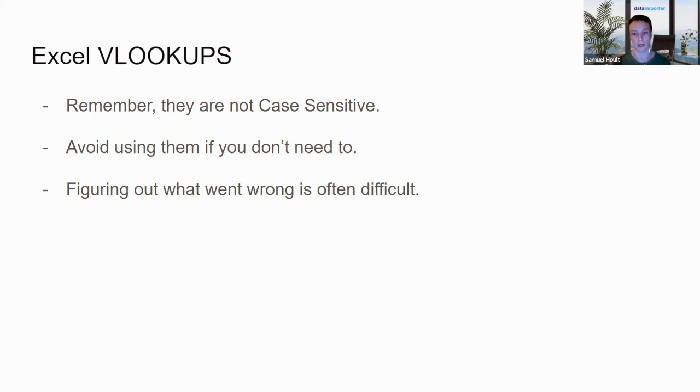But imagine if you have 500,000 accounts in here and they're all in different orders. There's no real easy way to check, right? And you're just leading yourself down a path of errors, basically. So try and avoid them where you can. And like I said, figuring out what's gone wrong is often difficult because unless you've actually done the syntax of the formula wrong, Excel isn't going to give you any errors or warnings saying that you've found multiple lookups or anything like that.